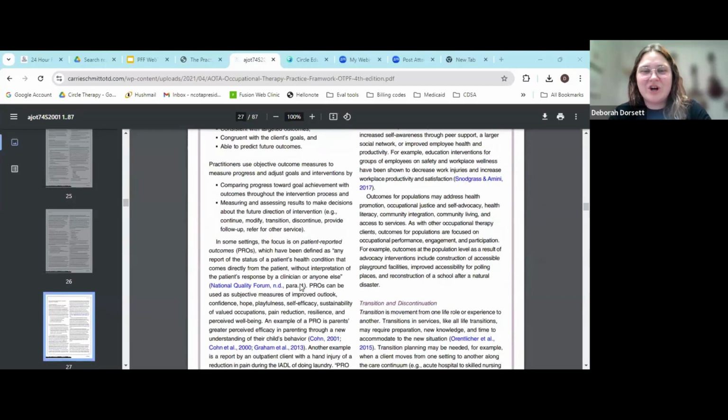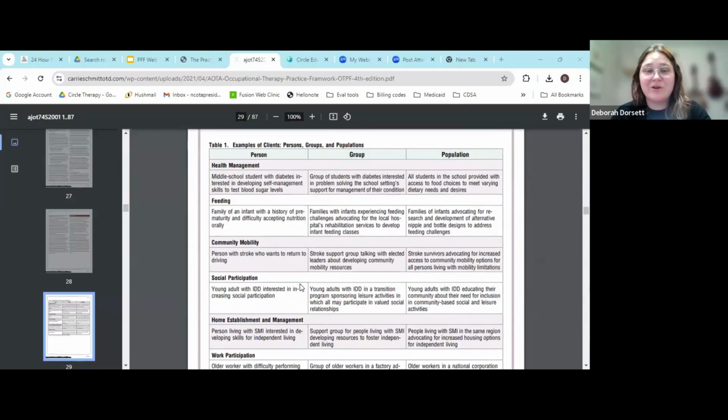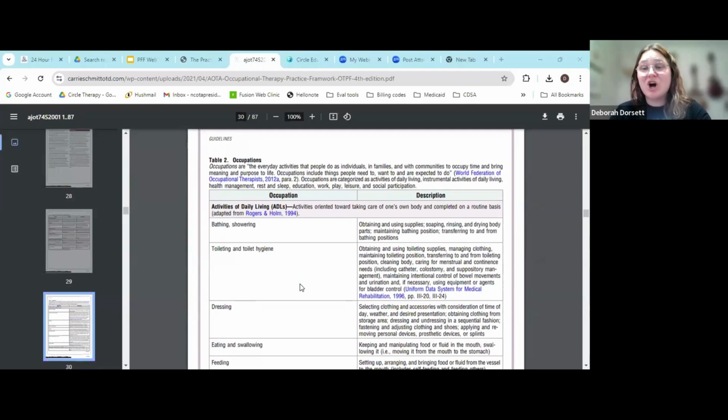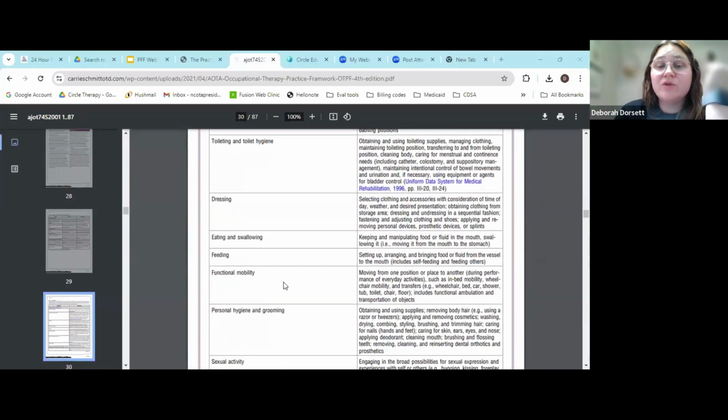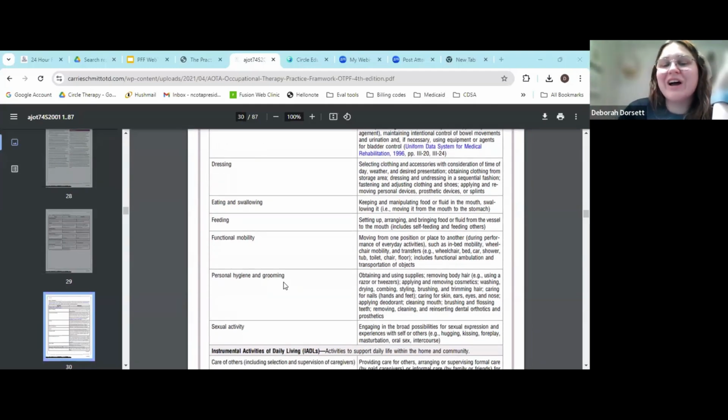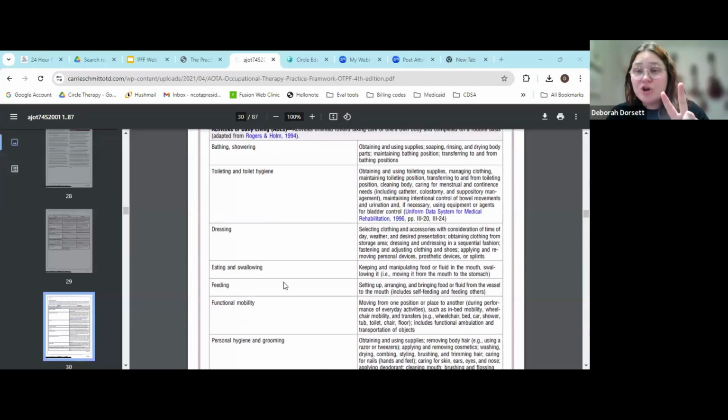Scrolling. What I'm looking for is the chart of occupations. As occupational therapy practitioners, we know that occupations are who we are, right? This is the article that defines who you are as a professional and what you do. So if we look at occupations, there are 8 foundational occupations listed in this chart. They include bathing, showering, toileting, dressing, eating and swallowing, feeding, functional mobility, personal hygiene and grooming, and sexual activity. So 2 out of 8 of our foundational occupations that define our profession include eating and swallowing and feeding.